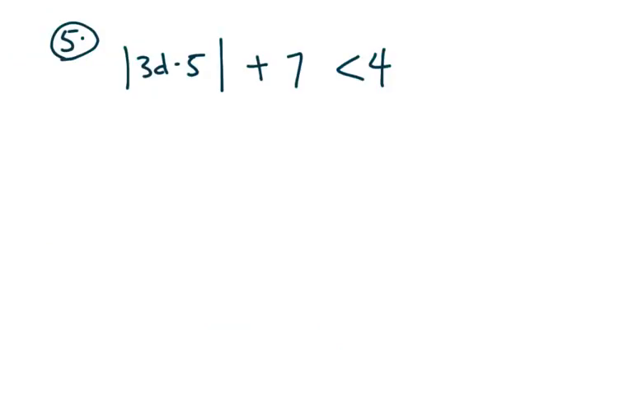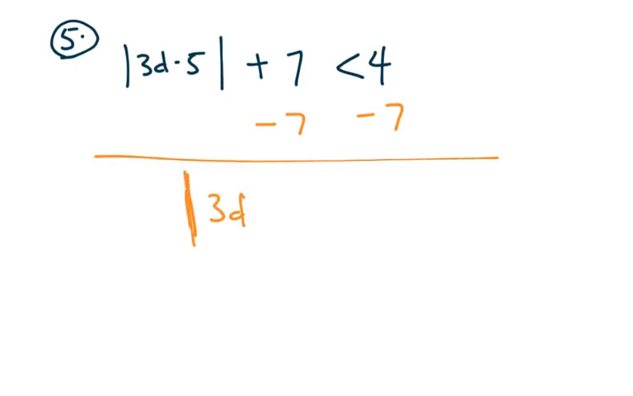Moving on. We have this next scenario, so we'll do the same exact situation. Oh, by the way, again, always pause the video, try it on your own, then see what I do. Hopefully you paused the video, tried it on your own, and now you're seeing what I'm doing. I'm going to subtract 7. And, oops, I get absolute value of 3d minus 5 is less than negative 3.